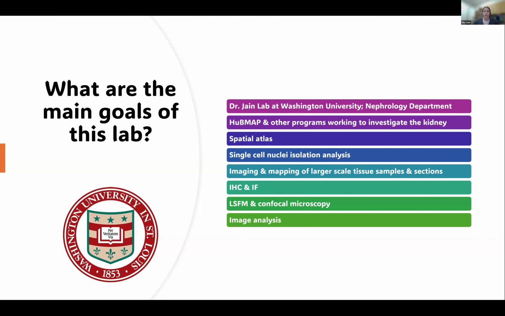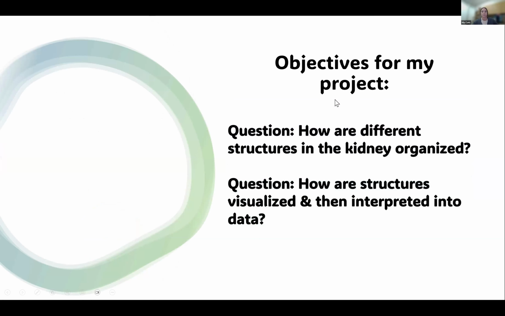But in my project, I was more focused on imaging and mapping of larger scale tissue samples and sections. Through immunohistochemistry and immunofluorescence, I was able to use light sheet fluorescence microscopy and confocal microscopy to create high resolution 3D images, which led me into image analysis. Some objectives for my project: I wanted to ask how the different structures in the kidney were organized, as well as how these structures were visualized and then interpreted into data.